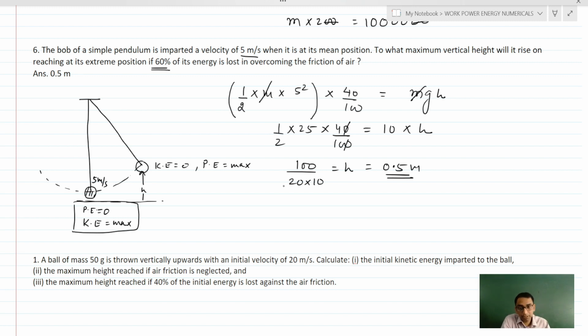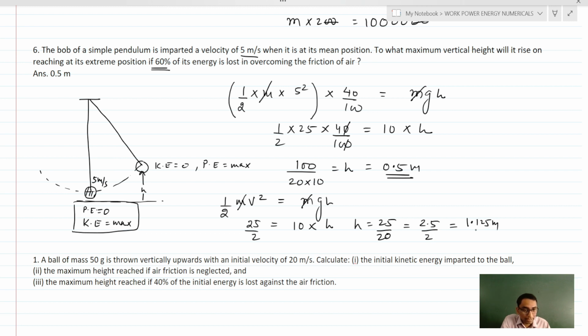Now, let me take this question one step further. Half times mv square is equal to mgh. Let us assume no loss in the kinetic energy, which is going to be converted into potential energy. So simply v square, that is 5 squared, so 25 by 2, is equal to 10 times h. So the height will be 25 by 20, that is 1.125 meters. Ideally it should go to a maximum height of 1.125 meters if there had been no air resistance taken into account.